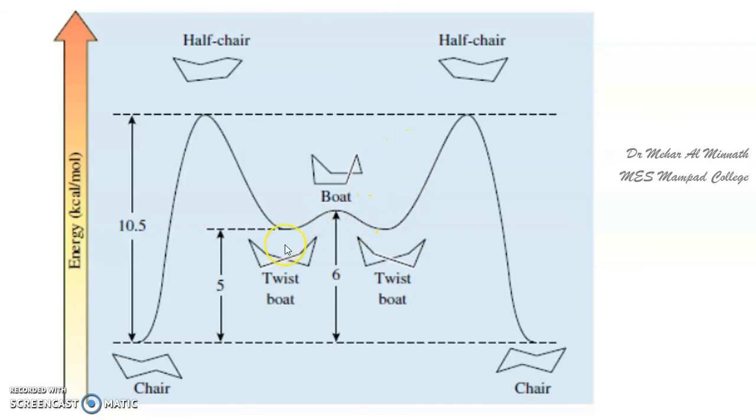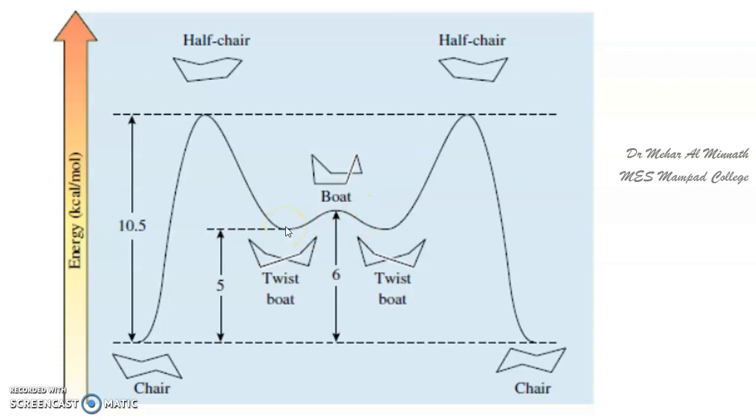Now, when we say which is the exact conformer of cyclohexane, we have the chair conformer and the twist boat conformer. Boat conformation is having higher energy than the twist boat conformation.